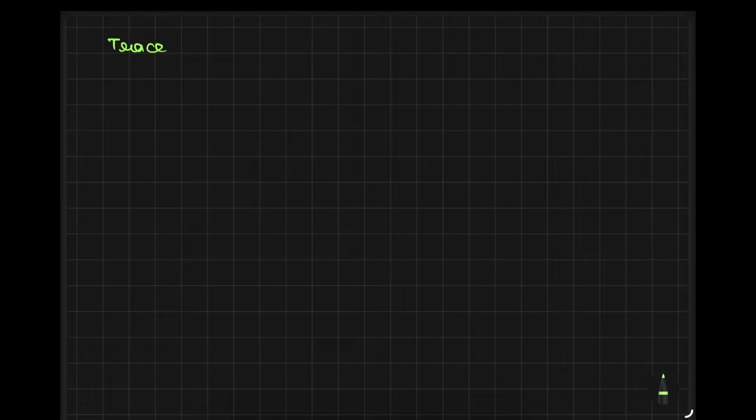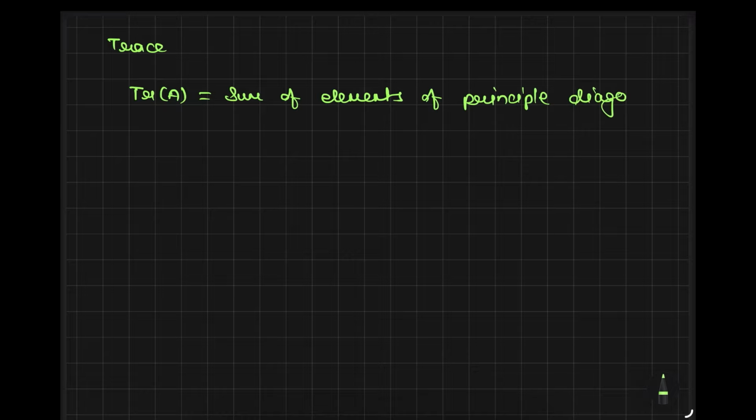So, we are back with a wholesome new concept related to trace. First, try to understand what trace is. It can be written as tr of A, and we will read it as trace of a matrix A, which is the sum of elements of the principal diagonal of a square matrix.